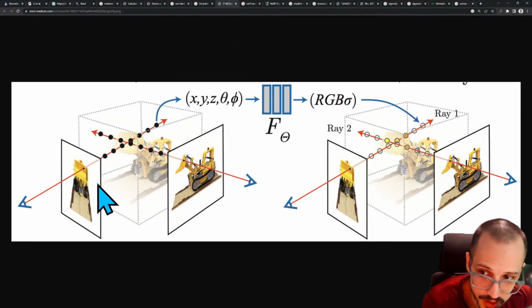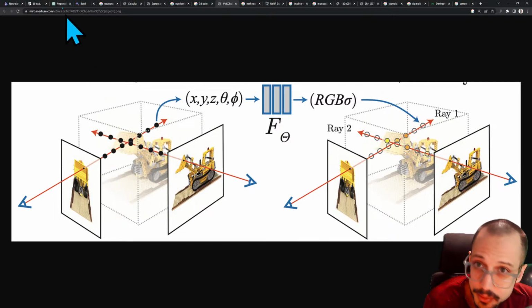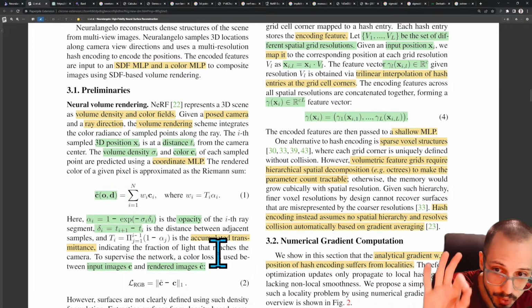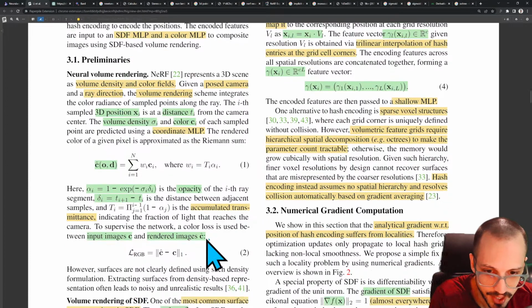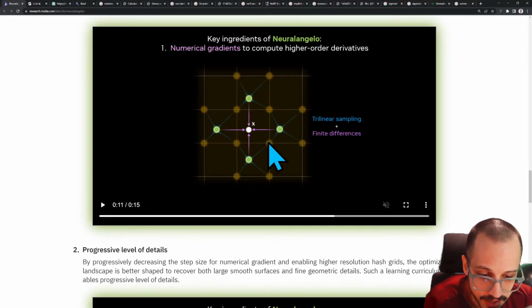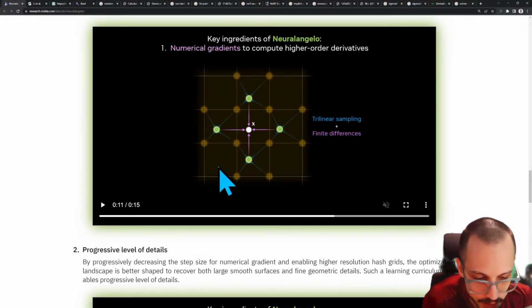So when you're selecting points along this ray in a NeRF, you call that sampling as well. So there's a little bit of confusion there with overloading the word sample, but it's two different types of sampling there. There's the sampling that you're doing in terms of points along the ray of a NeRF, and then here there's the sampling that you're doing around a point so that you can calculate the numerical derivative.